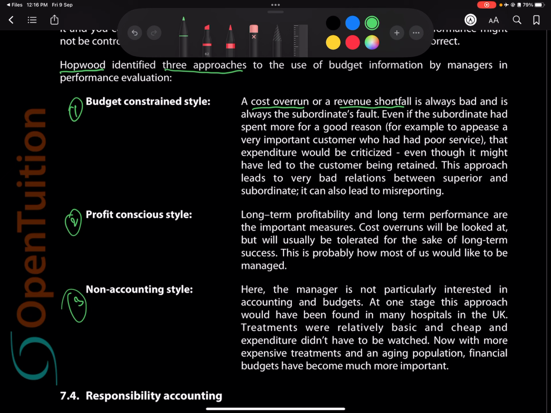So even if the subordinate had spent money for a good reason, for example, to appease very important customers who had poor service in the past, right, that expenditure would be criticized, even though it may have led to a customer being retained, right? This approach leads to a very bad relationship between superior and subordinate, and it can also lead to misreporting, right?